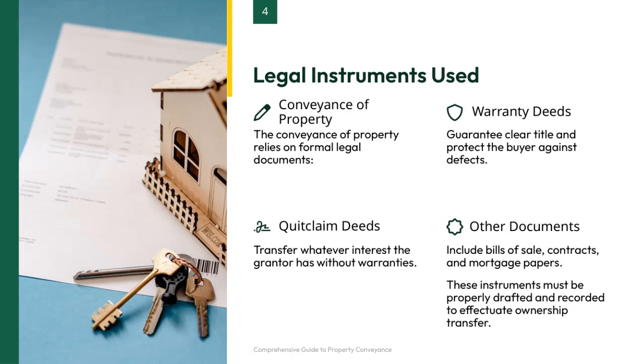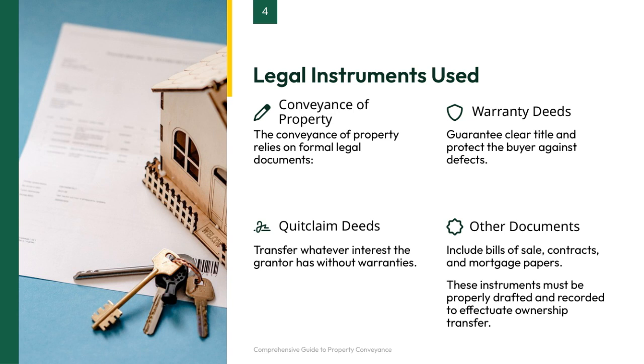When it comes to transferring property, several legal instruments come into play. First, conveyance of property depends on formal legal documents that clearly outline the transfer. One of the most important is the warranty deed, which guarantees the buyer a clear title and shields them from any defects or claims against the property. On the other hand, we have quitclaim deeds, which simply transfer whatever interest a grantor holds, without providing any warranties or guarantees. Besides these deeds, other documents like bills of sale, contracts, and mortgage papers are also crucial in the process. It's essential that all these instruments are carefully drafted and properly recorded to ensure the ownership transfer is legally effective and binding.